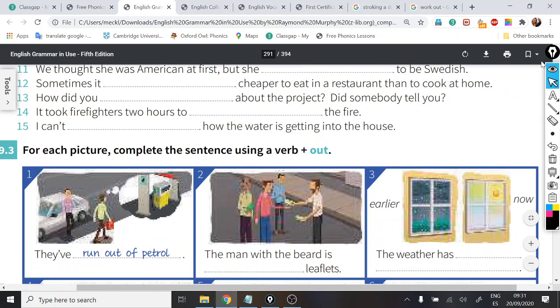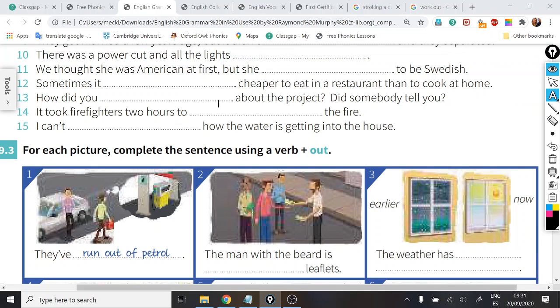Yeah. So how did you find out about the project? So discover about this project. How do you learn about the project? Yeah. It took firefighters 2 hours to put out the fire. So put out the fire means extinguish the fire. Number 15. I can't work out, also possible, figure out how the water is getting into the house. So here, work out means understand the situation. You can also say figure out when you mean this, okay?